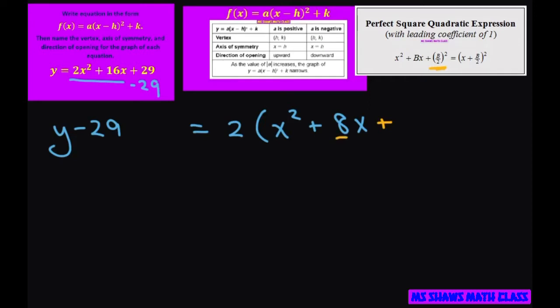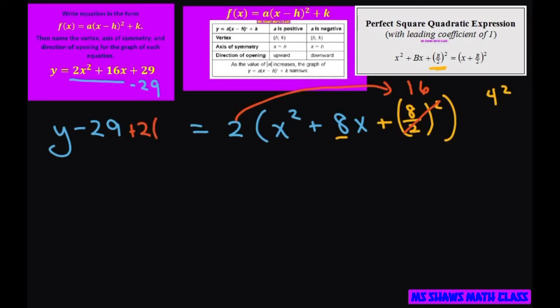My b is 8, so this is going to be 8 divided by 2 squared. Now what this equals is 4 squared, which is 16. So basically this is 16. We have to add it to this side, but remember this is 2 times 16. So we're going to write 2 times 16.